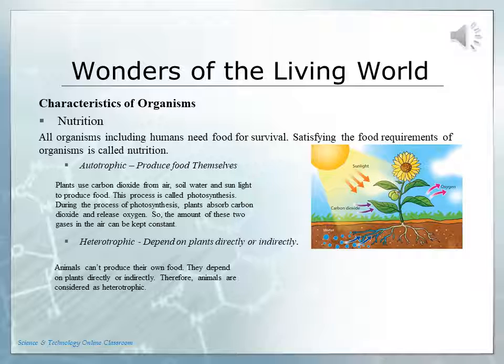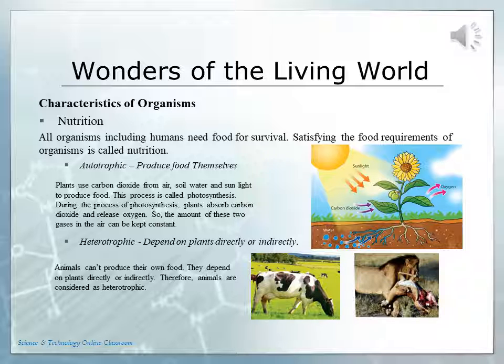Animals can't produce their own food. They depend on plants directly or indirectly. Therefore, animals are considered as heterotrophic. Animals such as deer, cows, etc. take plants as food. They depend on plants directly. But animals such as tiger, lion take flesh as food. So, they depend on plants indirectly.